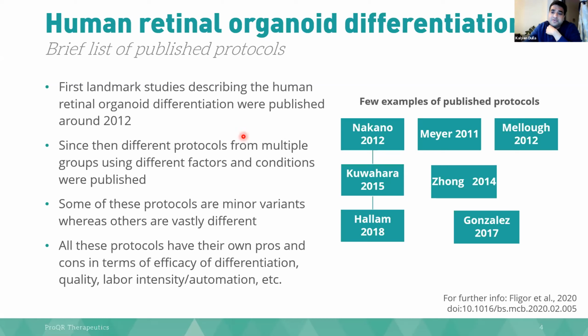So there are different protocols from multiple groups. Some of these protocols are minor variants, whereas some are totally different. All these protocols have their own pros and cons in terms of efficiency of differentiation, quality of organoids, labor intensiveness, automation, etc. So you have to decide the protocol that best suits your purpose.